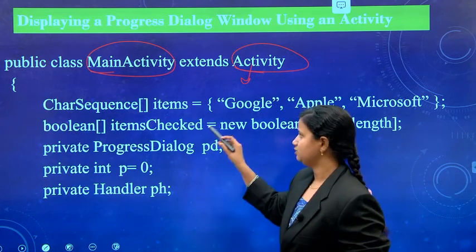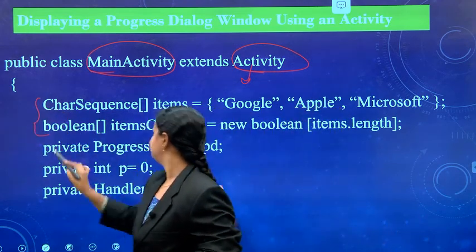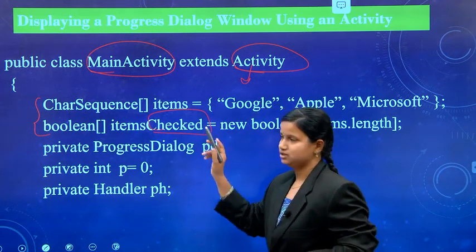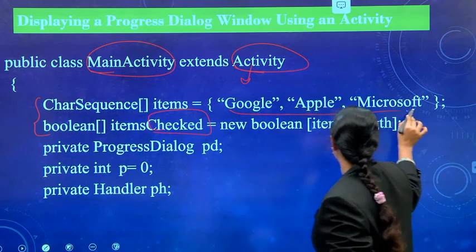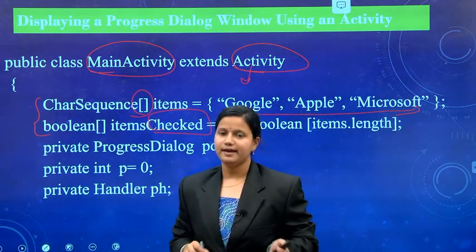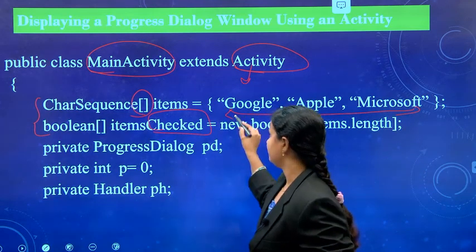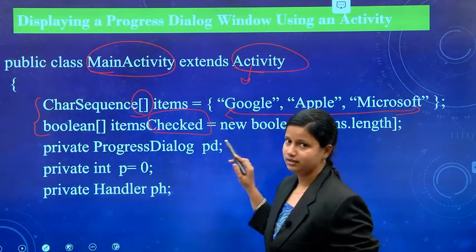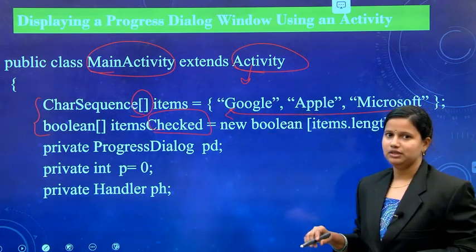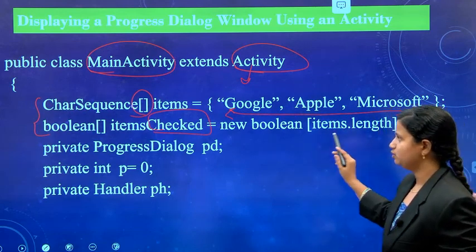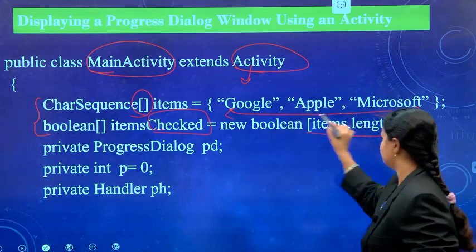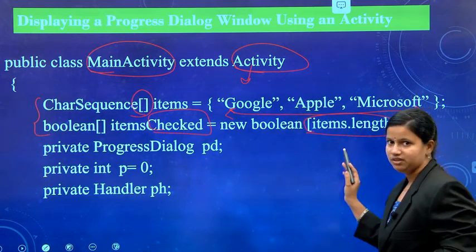After that we are using items and boolean checkedItems. That means we have to select any one of the items. These two are nothing but the list of items available, and those list of items are to be taken in the form of array format. From that array you have to take the list of choices: Google, Apple and Microsoft. Here they are giving different companies, and from those you have to select any one of them. Based on the item length, which item will be selected is to be identified.